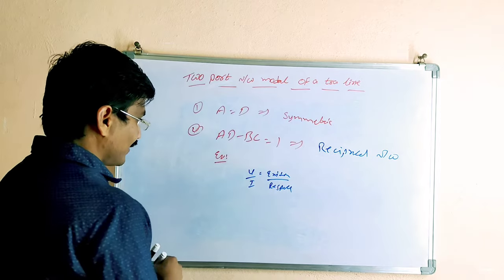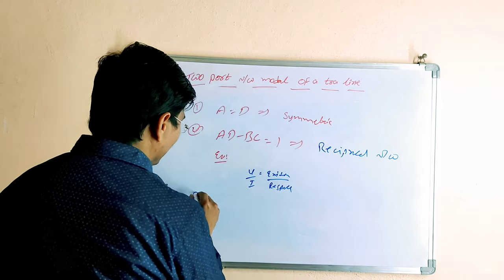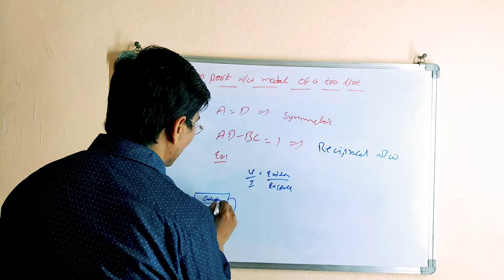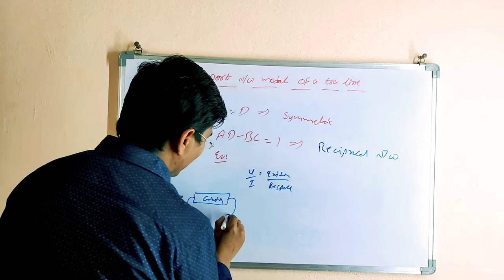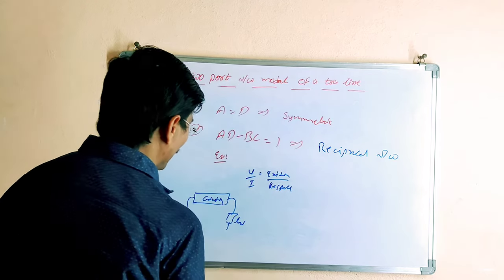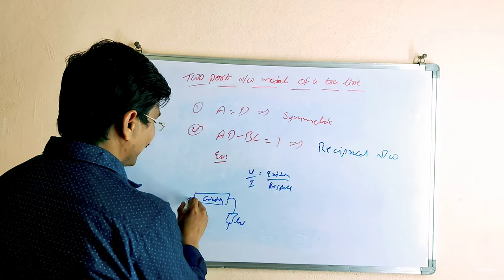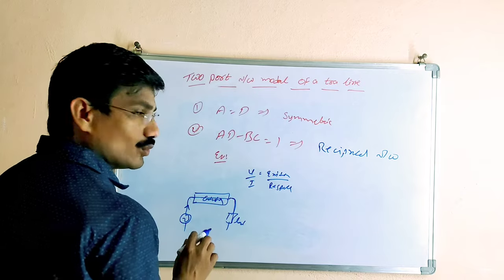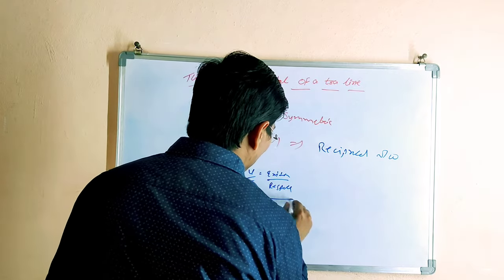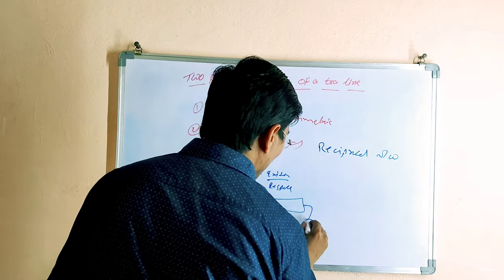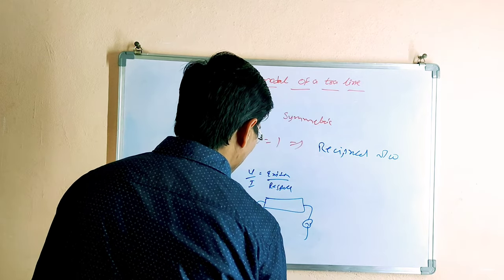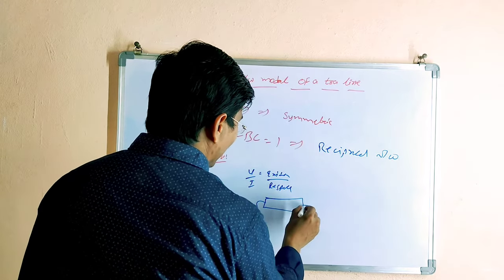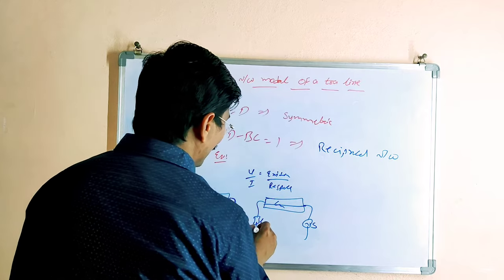For example, this is a conductor. This is the sending end and this is the load. The supply is given on this side, and the conductor carries current to the load. With the same conductor, the source can be given on the other side, current flows through the conductor, and the load is used on this side.